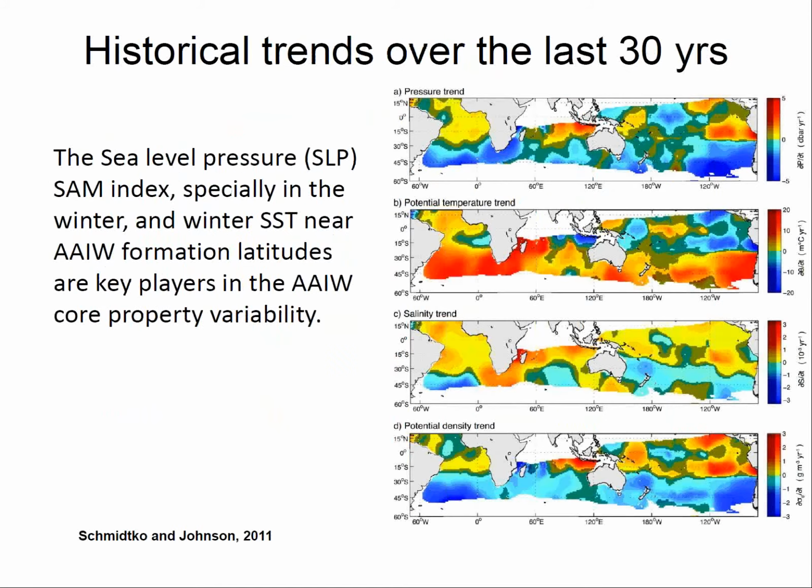Yeah. So I go to more recent, more contemporaneous changes now. I want to talk about historical changes over our historical record here. So this is a paper by Schmidt and Johnson, 2011. They estimate the trends in the Southern Hemisphere over the Antarctic Intermediate Water level, for pressure, temperature, salinity, and density.